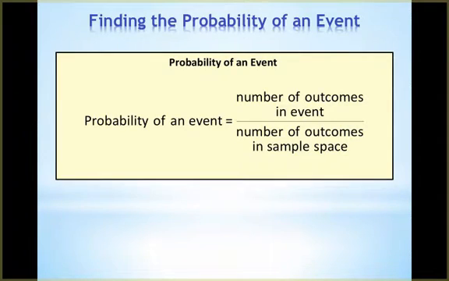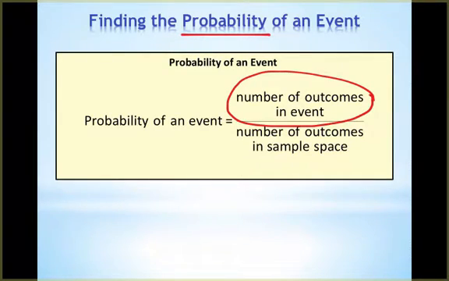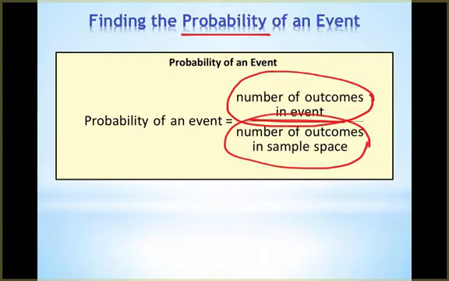Now let's talk about how to find the probability of an event. So to find the probability, what we're going to do is we're going to make a ratio or a fraction, and we're going to take the number of outcomes in the event divided by the total number of outcomes in the sample space. So how many ways what we want to occur can happen, that's the number of outcomes in the event, divided by the total number of outcomes that could happen altogether.